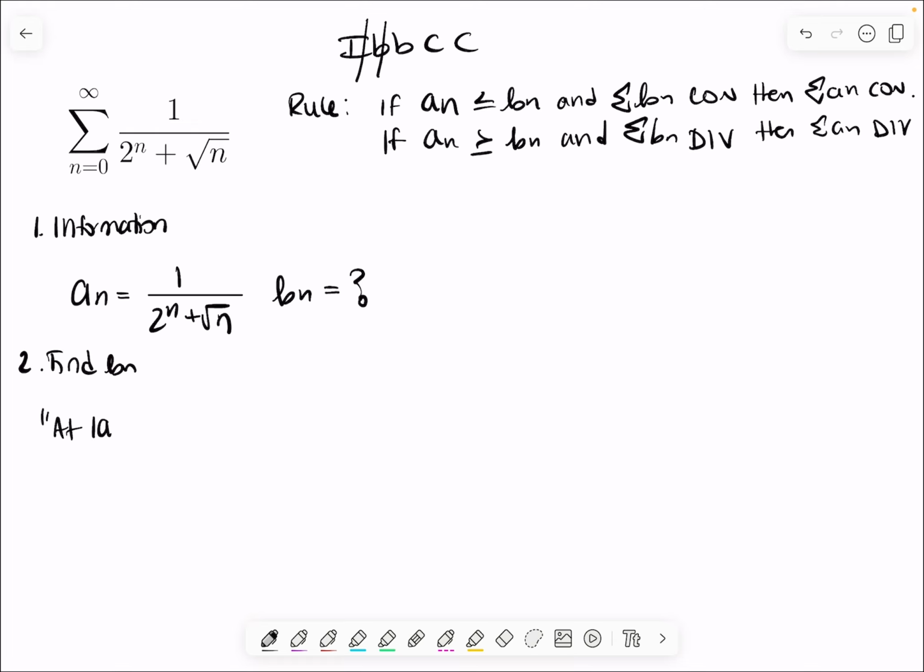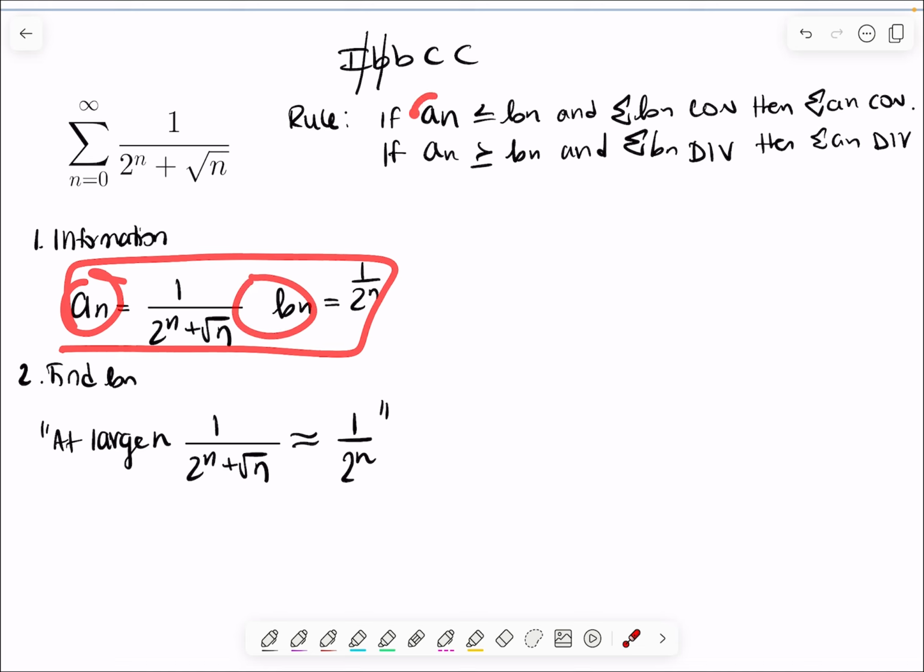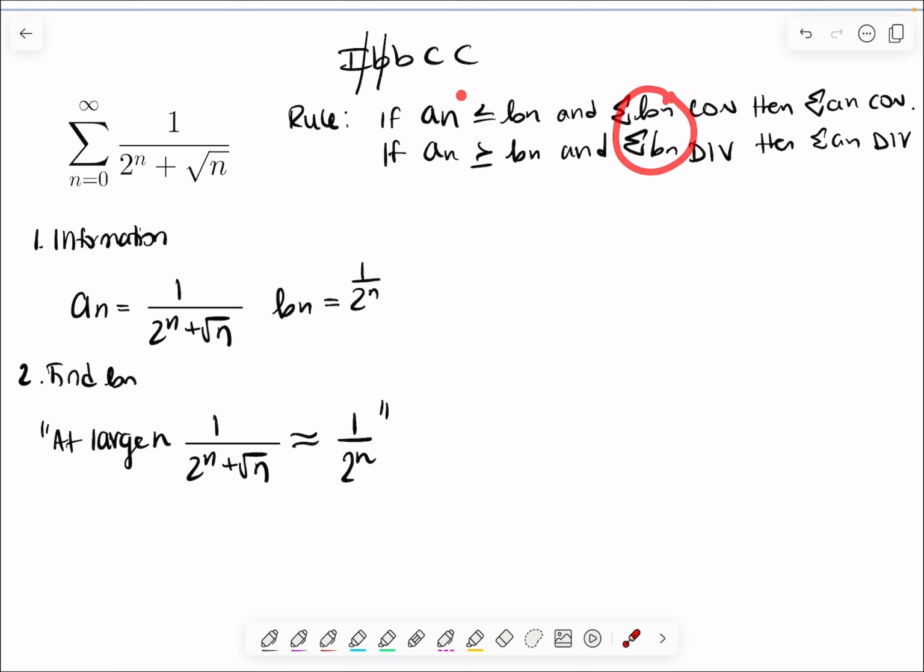We say to ourselves at large n, and then we take our sequence a of n. As n goes to infinity, this becomes what? Well, as you plug in infinity, we already said that this is going to overpower, so it's going to end up being 1 over 2 to the n, and that is our b of n. Beautiful. Now we have everything we need. We have our a of n and our b of n. Now we have to find the behavior of b of n, and we also have to compare a of n and b of n.